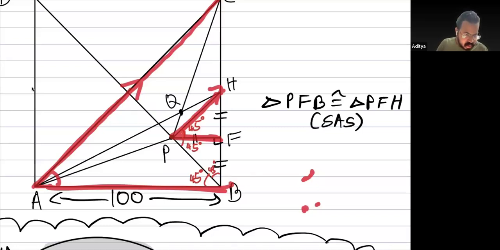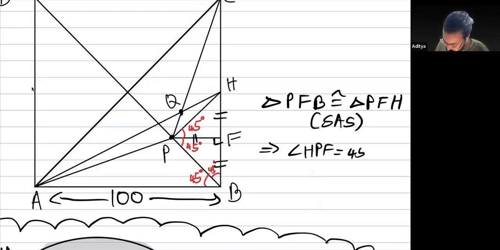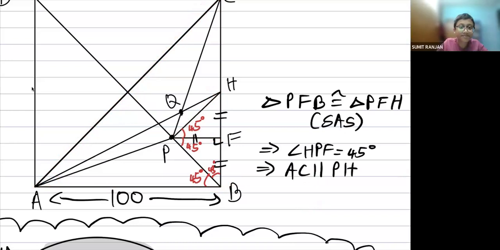Yashraj, very good. Correct answer. So, that is all we require. This gives angle HPF equal to 45 degrees. And from here, we get AC parallel to PH.